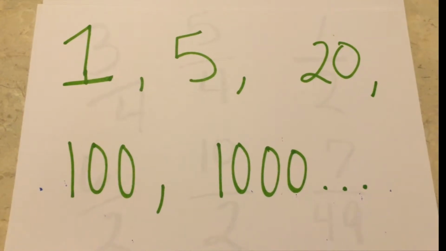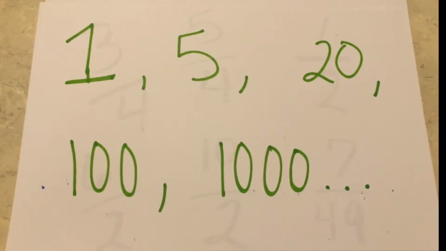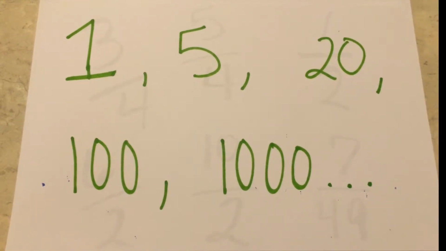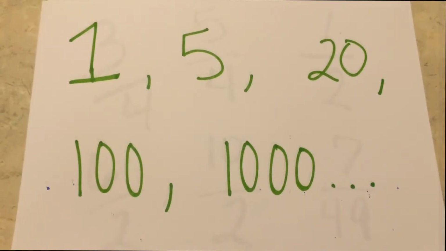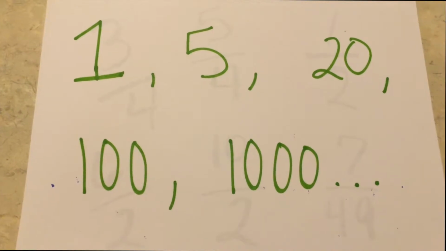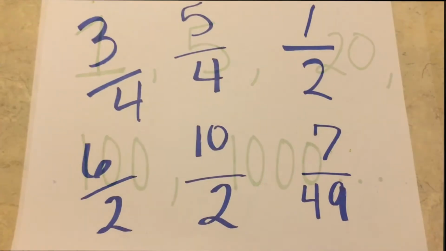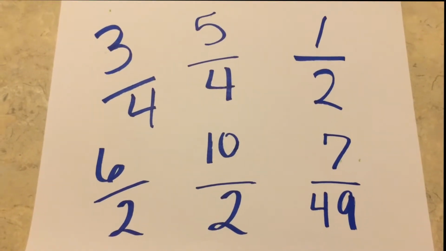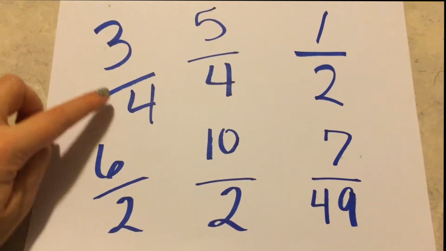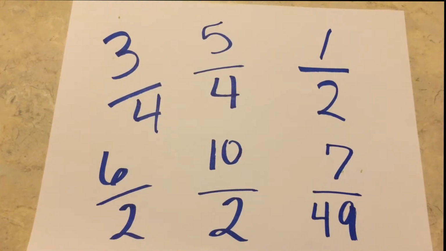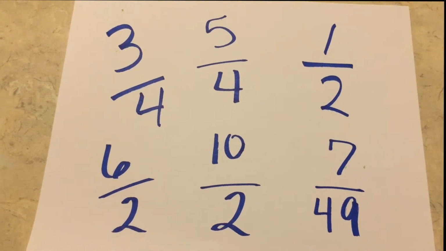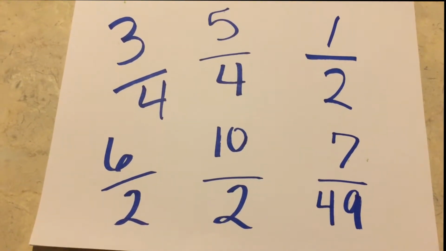We know that a whole number is any number that doesn't have any decimals, such as 1, 5, 20, 100, and even 1,000. The list of whole numbers is never ending. And we know a fraction is a number that contains a numerator and a denominator, such as 3/4, 5/4, 1/2, 10/2, 6/2, and 7/49.